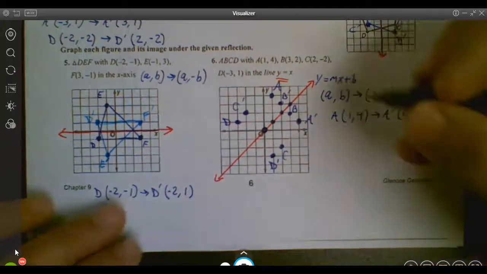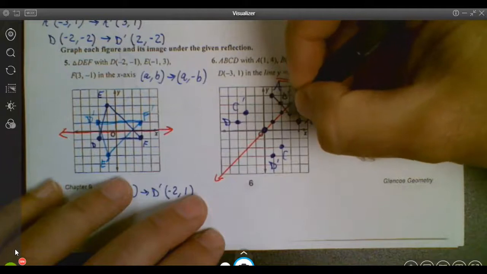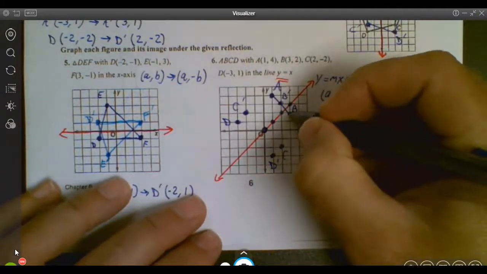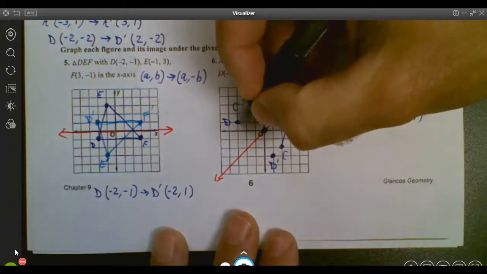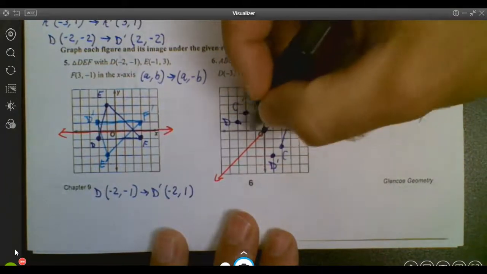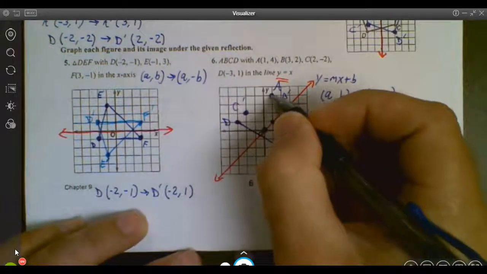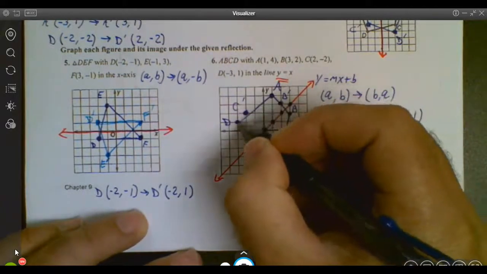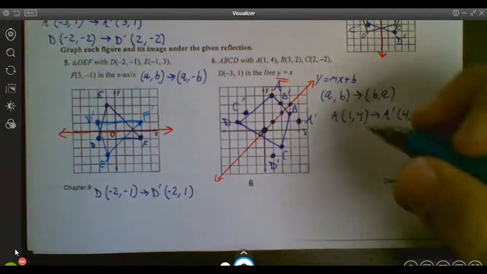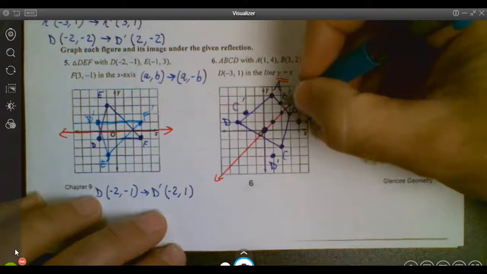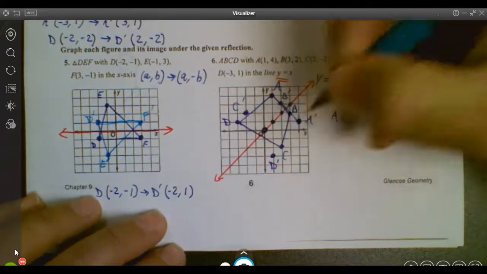So let me connect the dots here. So my original A to B to C to D looked like this. So we had this like trapezoid kind of a look. I guess it's not really a trapezoid, but similar. Anyway, here's the new image that we came up with.